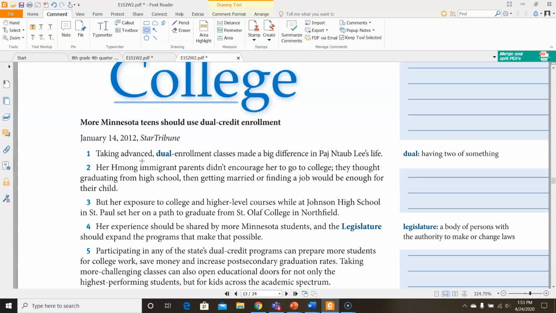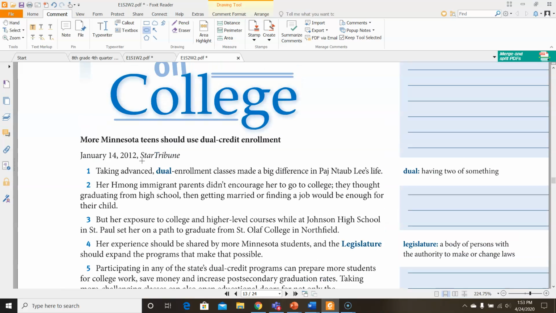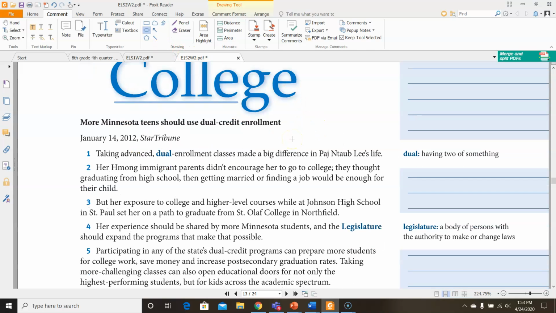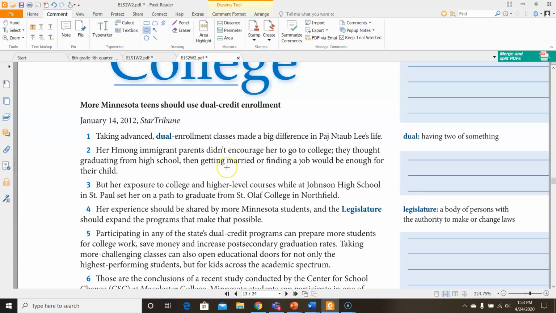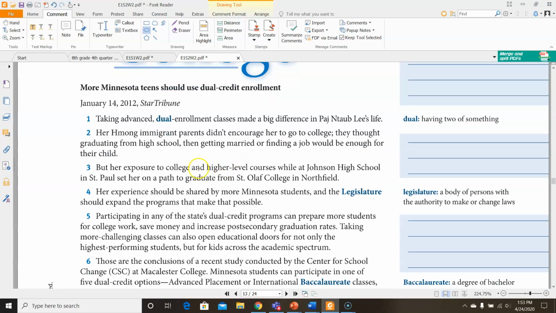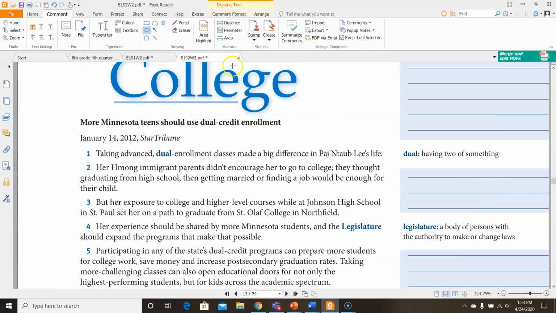that make that possible. So I'm going to pause here. Are there any words that we think we may not understand? I don't really see any, because dual is explained over here and legislator is explained over here, but as you continue, you might find words that you don't know or understand.